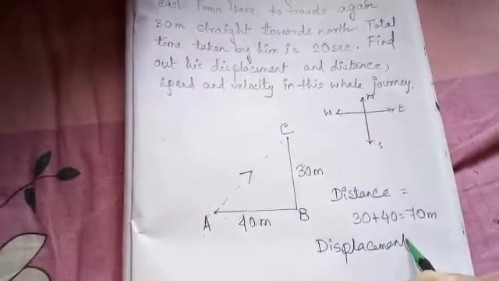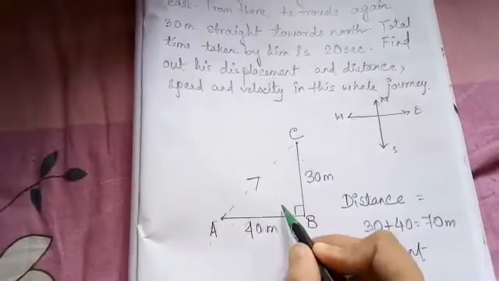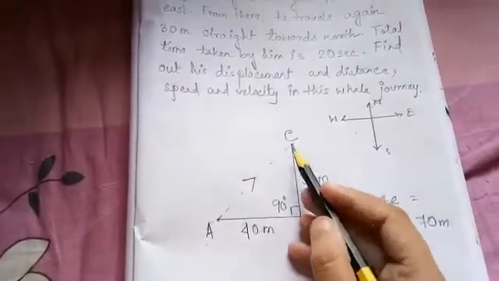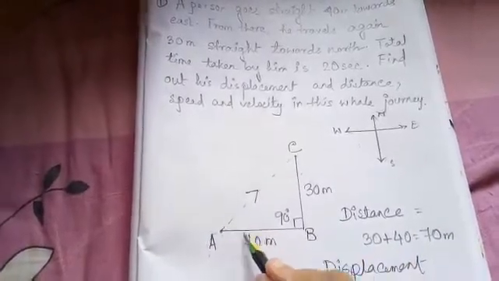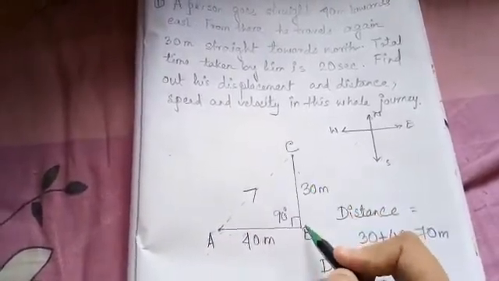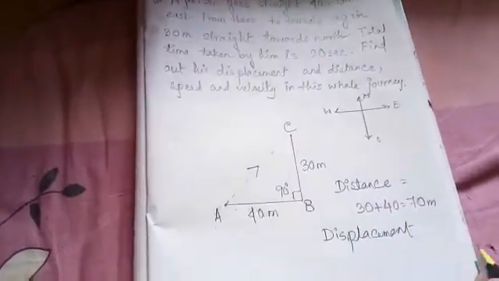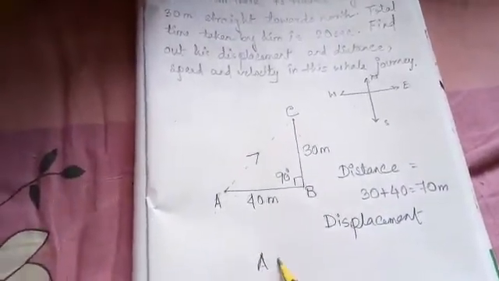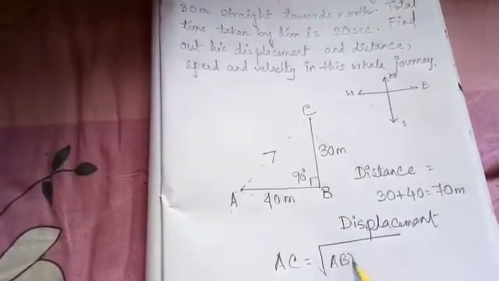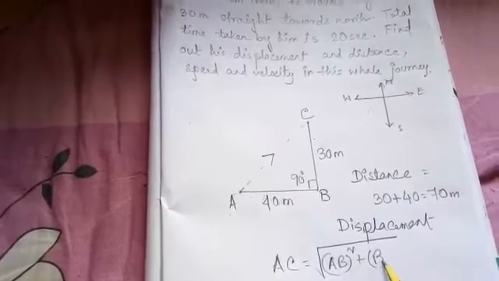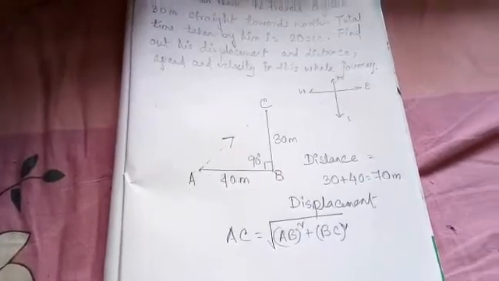See, now this figure has become a right angle triangle, right? This is the 90 degree and AC is the hypotenuse of this right angle triangle, AB is the base and BC is the height. So now to find out the displacement, that is AC equals to root over AB square plus BC square. What theorem I have applied? Yes, I have applied here Pythagoras theorem, right?